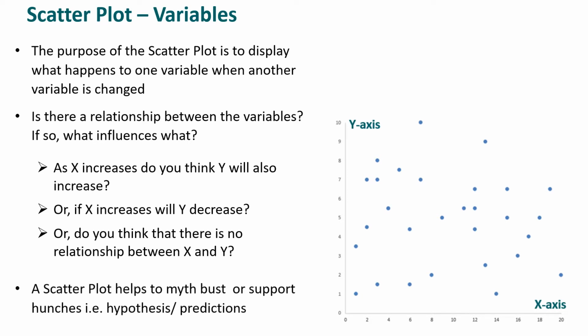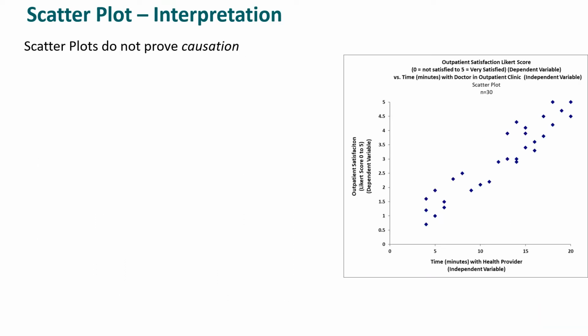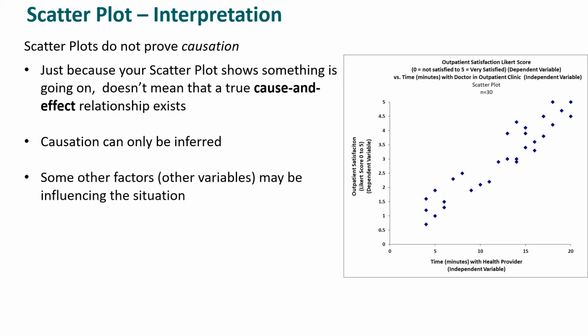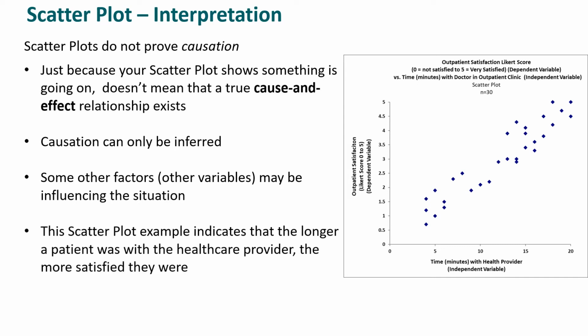So a scatter plot helps to myth bust or support hunches, such as your hypothesis or your predictions. One very important thing you need to understand about scatter plots is that they do not prove causation. So just because your scatter plot shows that something is going on doesn't mean that a true cause and effect relationship exists. So causation can only be inferred from your scatter plot. There may be some other factors or other variables that are influencing the situation.